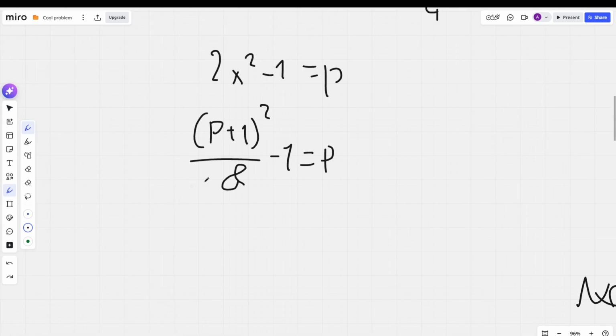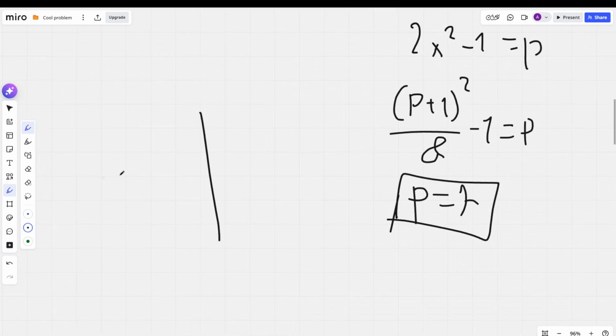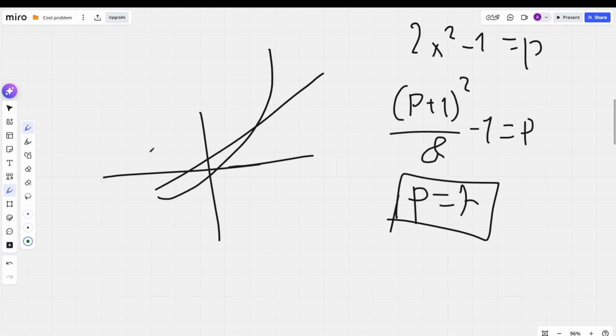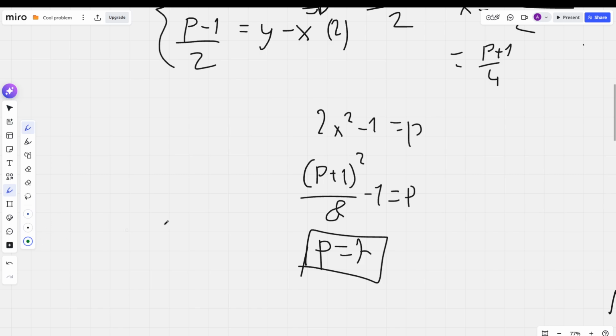And now this is a simple second degree equation, and we get that it has a root at p equals 7, and this is the only one, as the graph goes about like this, and they only have one prime intersection. I mean, this is gonna just grow a lot bigger.